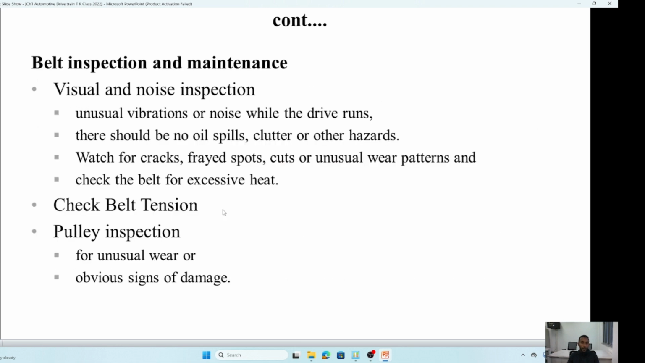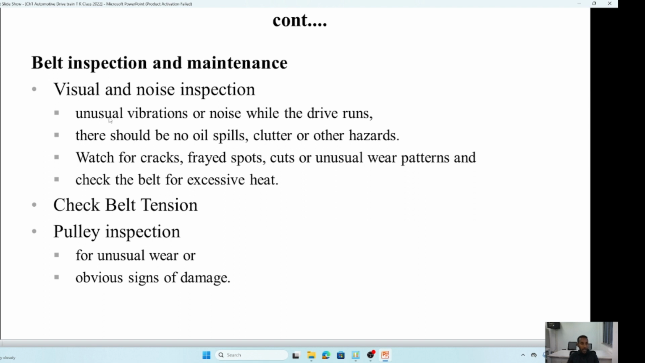The next one, belt inspection. For belts, we can perform some maintenance, like we can inspect visually, we can check the belt tension, or we can inspect the pulley. In the first part, we must inspect the belt visually and for noise.